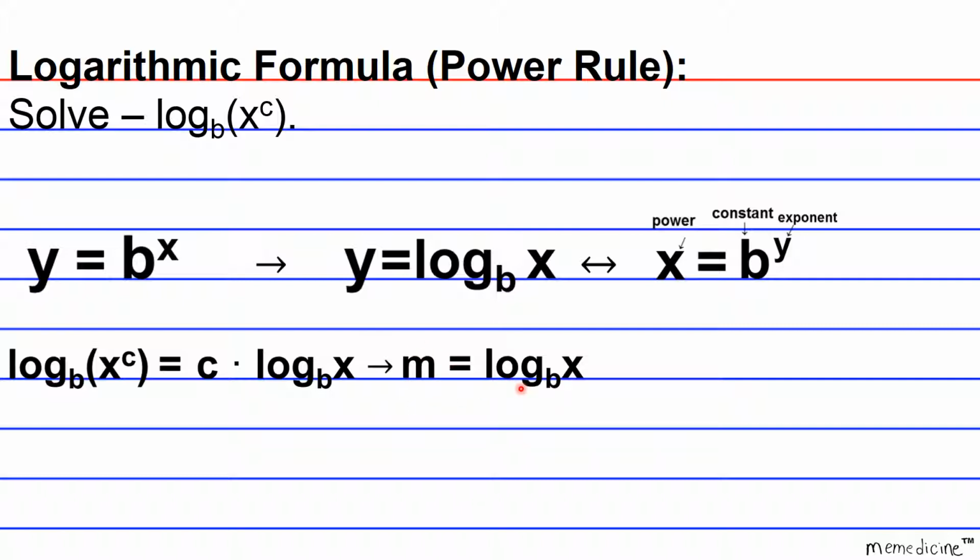So if we convert this logarithmic expression to exponential notation, we can re-express it as x equals b raised to the m, okay? So yeah, now the m is holding the place of the exponent. All right? And now what we're going to do is raise both sides of the equation to the c power. So x to the c is equivalent to base b raised to the m raised to the c.